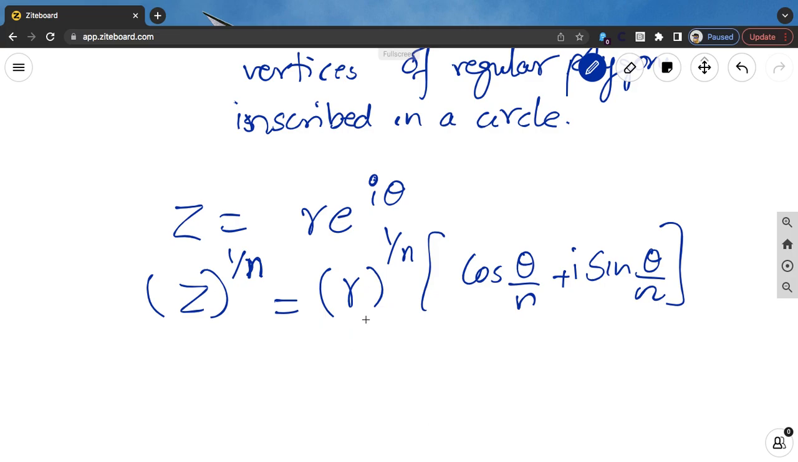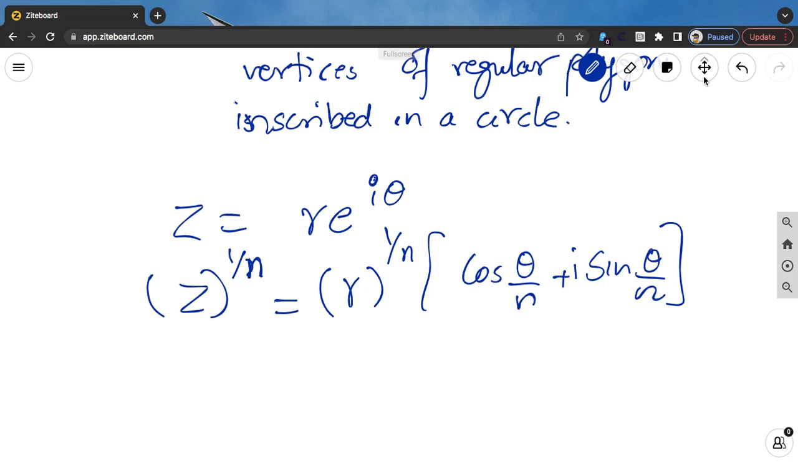Correct? So that's the meaning of roots and powers of complex numbers. You will write a complex number always in the form of magnitude and angle and then use de Moivre's theorem to find powers and roots. And what is the significance? Well, they all lie on a circle with radius r.